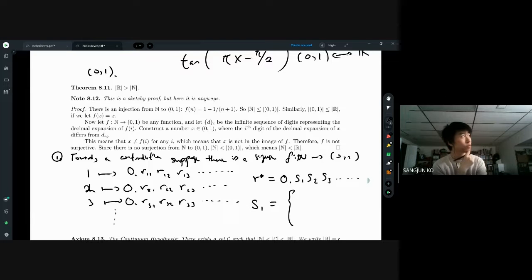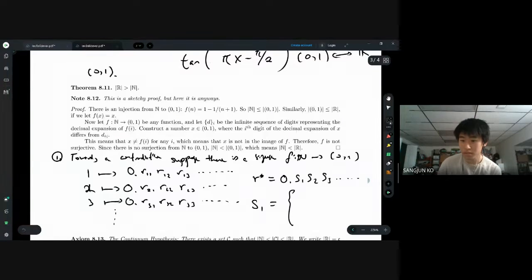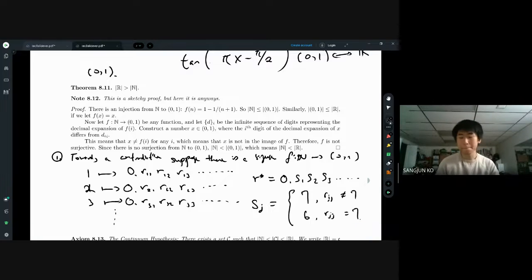I don't remember what the actual thing was. Oh, right. Let's say, what's your favorite digit between 0 and 9, or 1 and 9? Seven, sure. Let's say s_j is 7 if r_jj is not 7, and 6 if r_jj equals 7. All right, something like this.